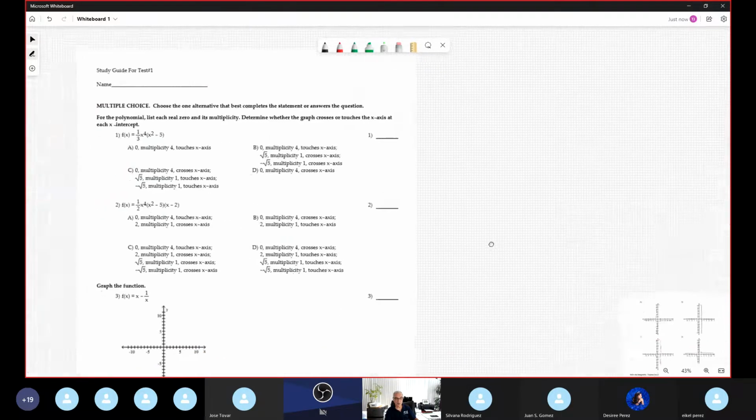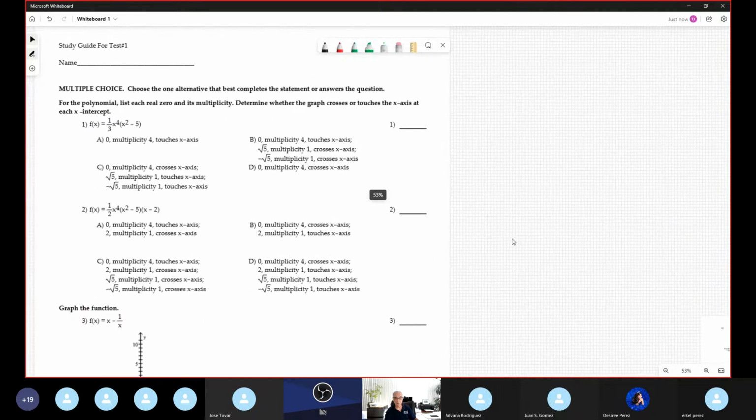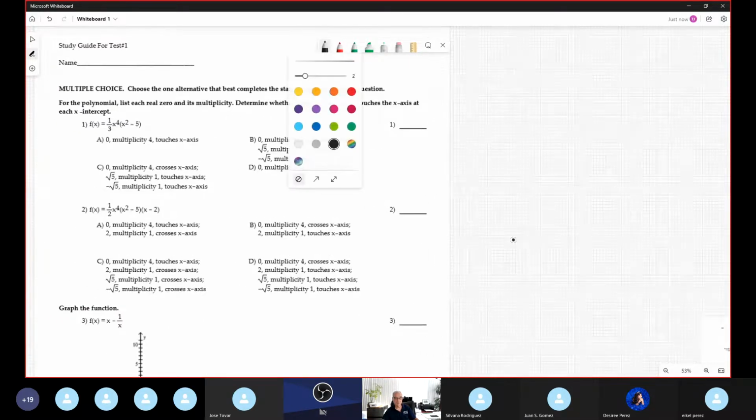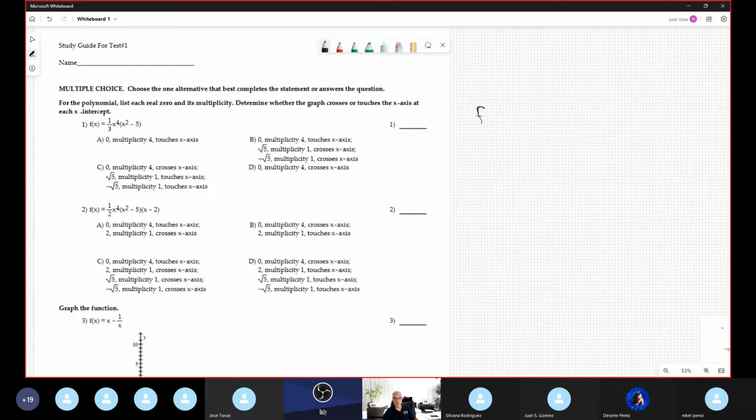Okay, now focusing down. The polynomial is, I want to copy it again to see more clearly. F of x is equal to 1/3 x to the 4th power times x squared minus 5. And they want you to find the zeros. You set it equal to 0, okay. x to the 4th power is equal to 0. In conclusion x equals 0. But the problem is that the multiplicity is 4.